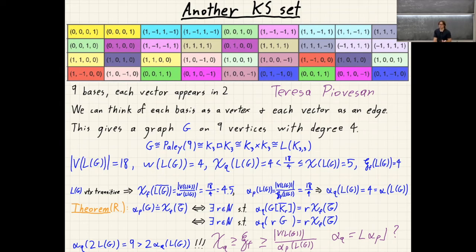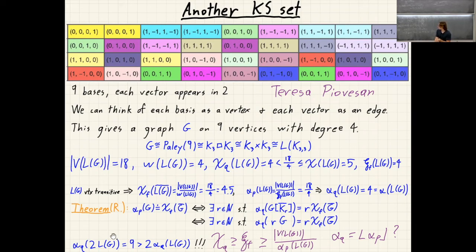So alpha q is at most 4, right? So somehow taking two copies doesn't just multiply alpha q by 2. So this is a bit peculiar. You would expect that you just double it. So this is very interesting.